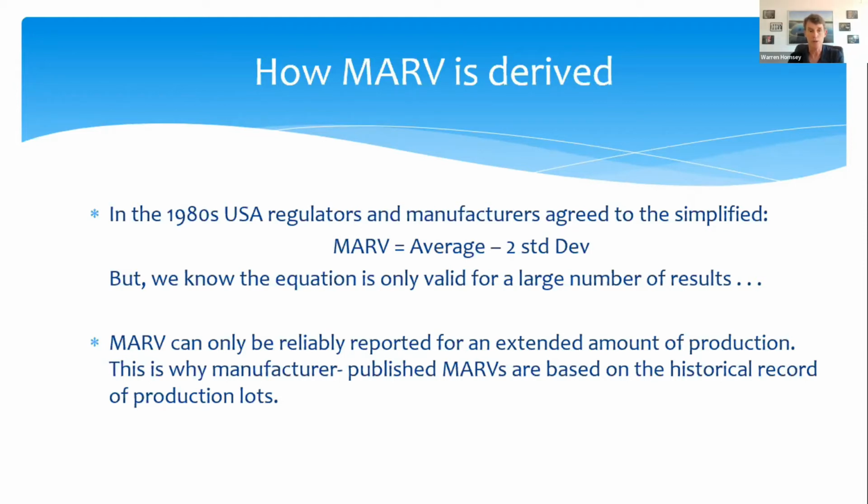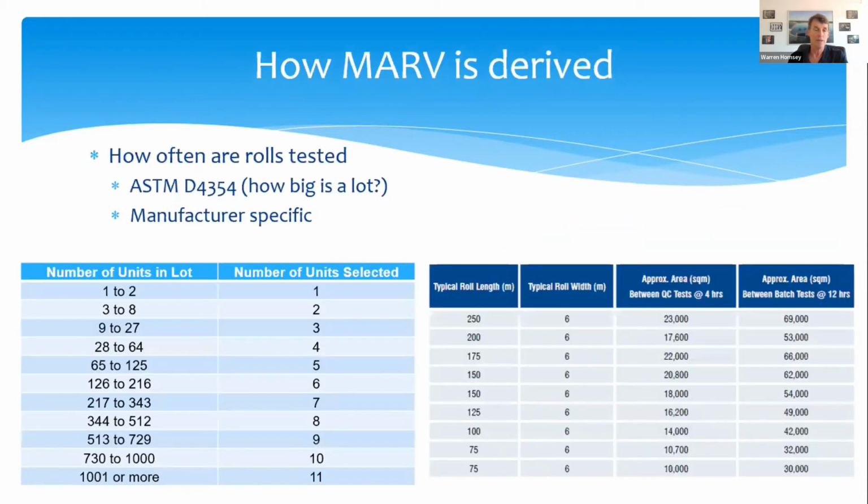But what's important to know is that MARV can only be reliably reported if you have a lot of data, if you have a lot of information to work with. If you work off a MARV calculation which has limited numbers, you can't use the 2 standard deviation calculation. And I'll show that in another slide. But the big thing is how many rolls should be tested in terms of getting MARV values.